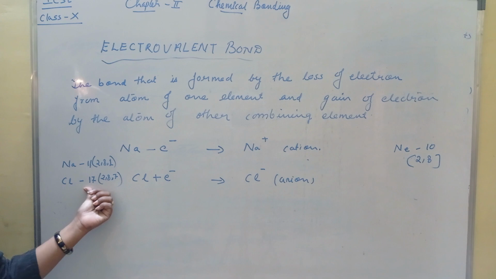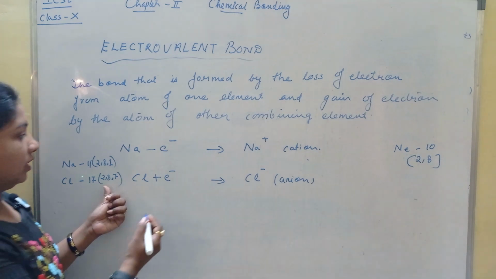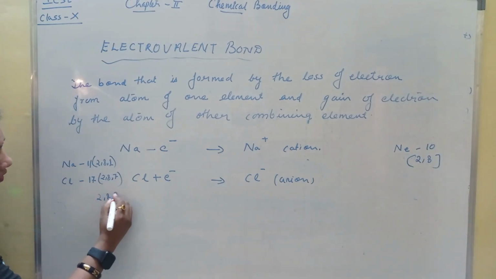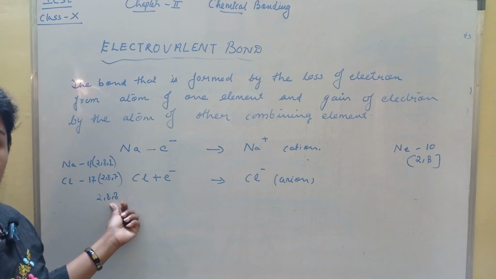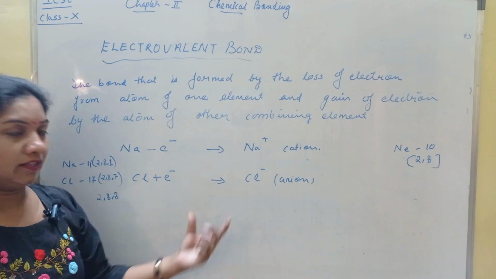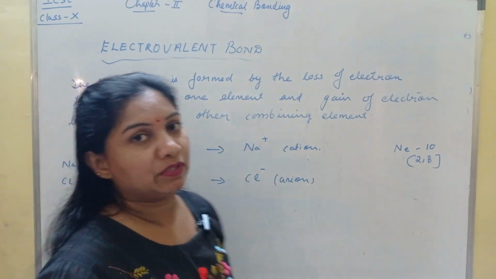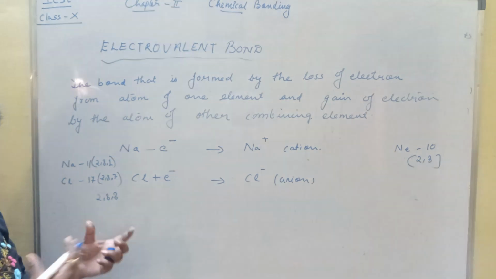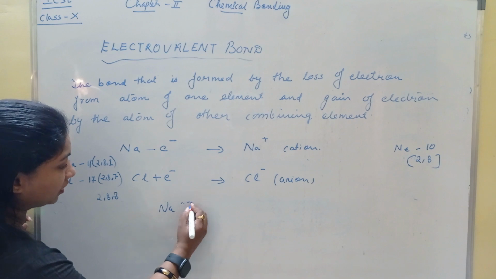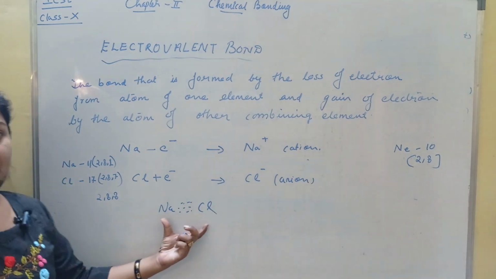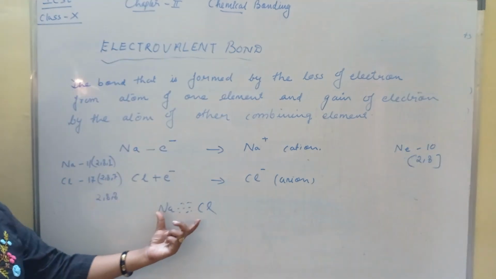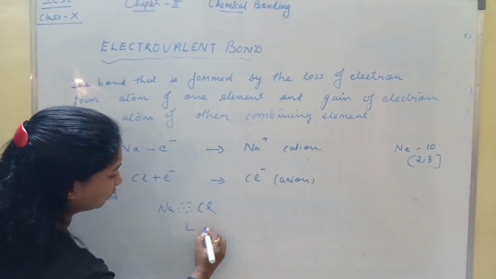And chlorine, after accepting this electron, will become 2, 8, 8. इसका भी octet complete हो गया. So both are satisfied, both are happy now. In doing this, a force of attraction develops between them when they are rearranging their electrons, when they are chemically combining. है ना? So this force of attraction is called electrostatic force of attraction.